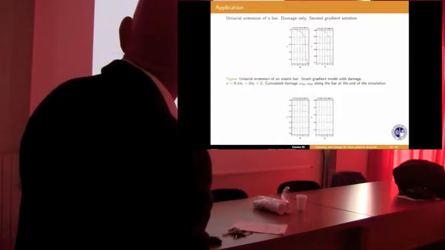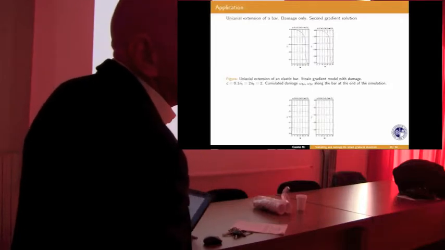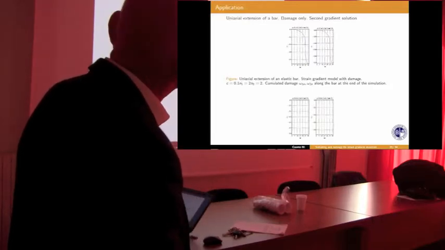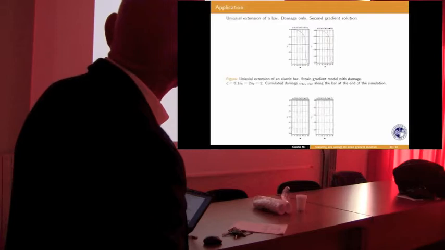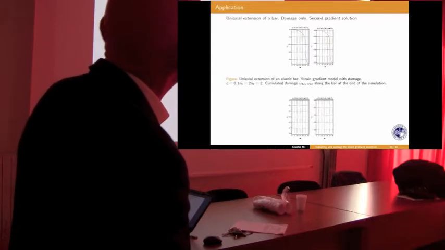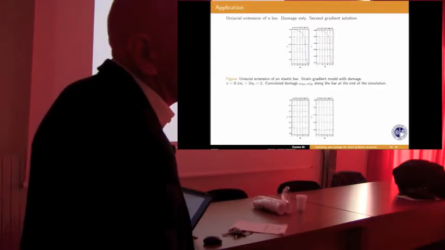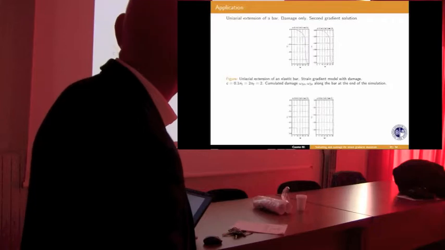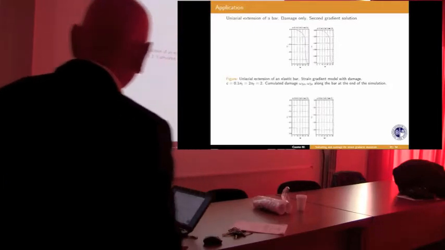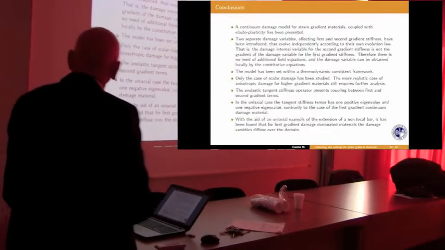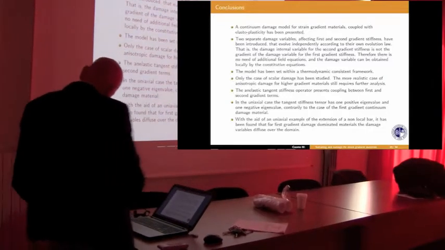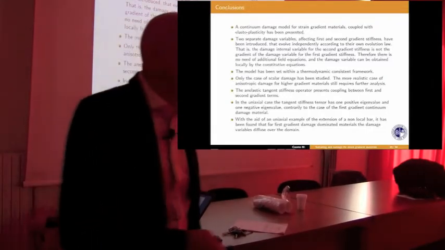This is the accumulated damage along the bar. So damage, as we expect, goes to some very high value at the end, but has spread. So it's diffused along the bar. So we have diffusion of the damage. Okay, so the conclusion. I think I'm in time.